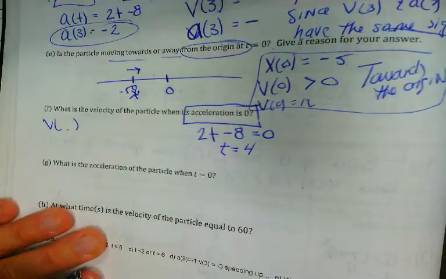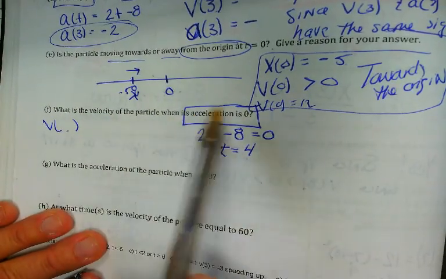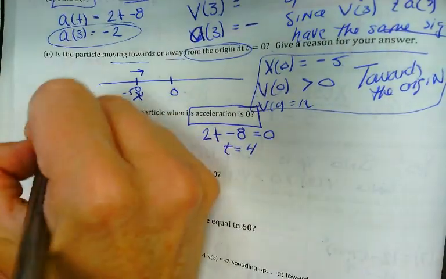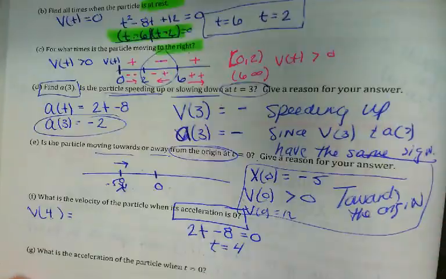4. So I really want the velocity at 4. What is the velocity when the acceleration is 0? Well, the acceleration is 0 at 4, so I really want the velocity at 4. So all I'm going to do is plug 4 into my velocity function.